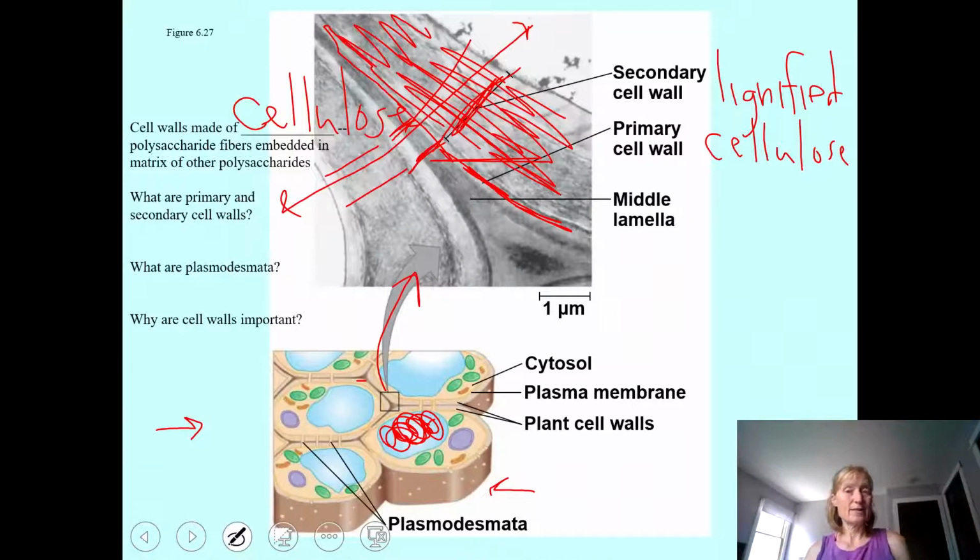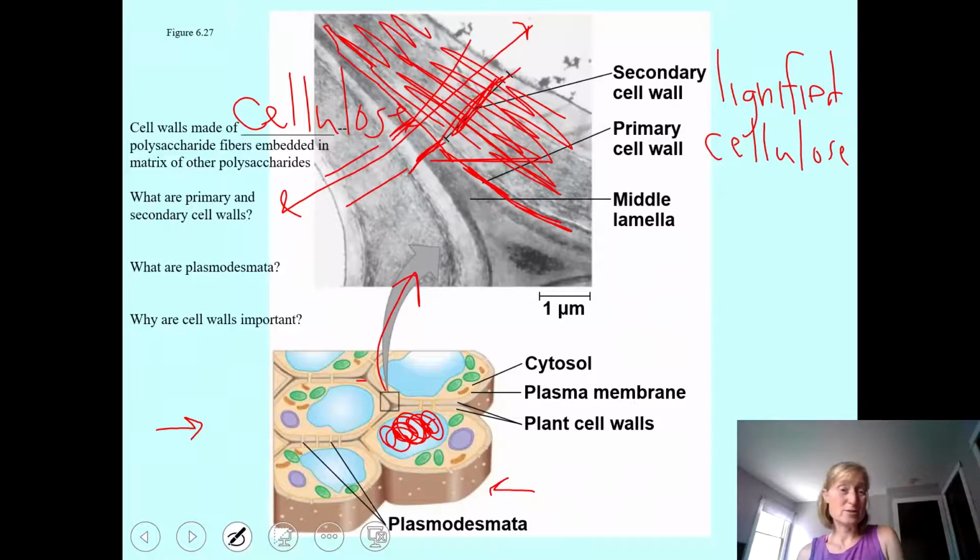But what that does is when we've got the central vacuole pushing against the cell wall, we get some turgor pressure that provides rigidity or strength for the support for the cell wall. Another important function of cell walls is they provide a mechanism for selective entry of materials into and out of the cell walls.